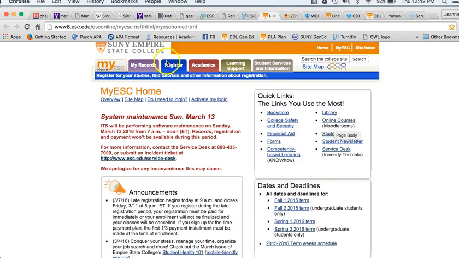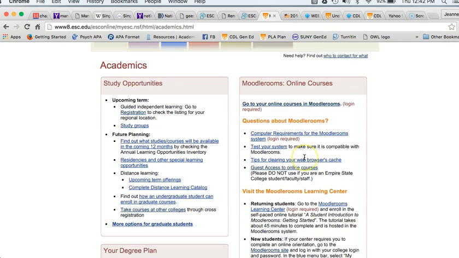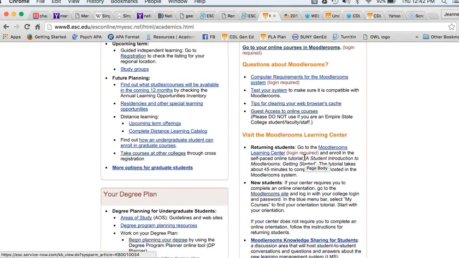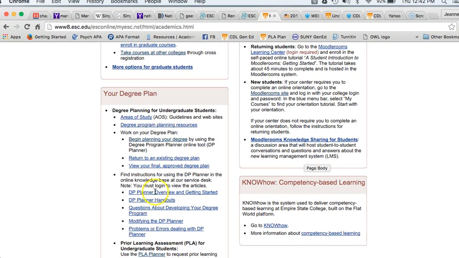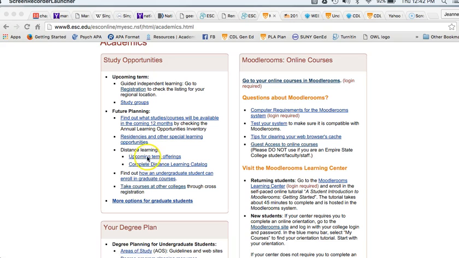There should be a link in here to academics. Yep, academics is up here. And it should tell you what is offered for the term. It should say term offerings somewhere. I'm going to pause this and try to find it so I don't scroll around with you watching. Okay, so here it says upcoming term offerings. You can click on that. Complete distance learning catalog. You can click on that.